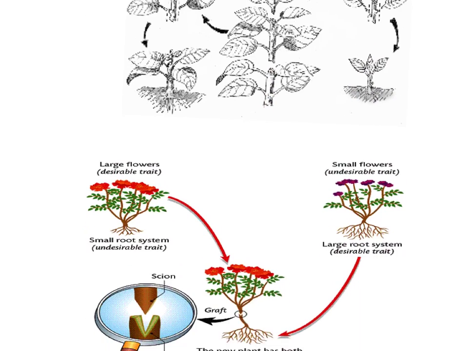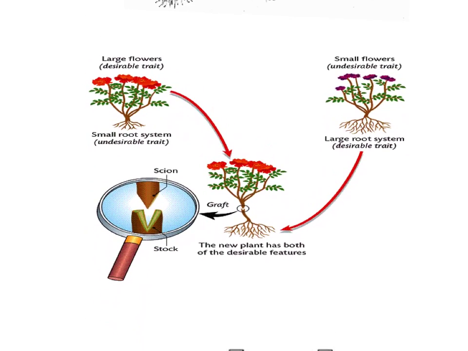And moving on to grafting. A lot of roses are produced in this way. Sometimes we find that we have a plant which has some desirable characteristic, like a particular coloured flower, but its rootstock is quite weak. Then we might have another plant which has a good strong rootstock, but the flowers aren't particularly desirable. So what we can do is cut this plant here.